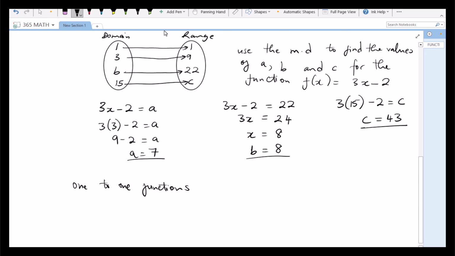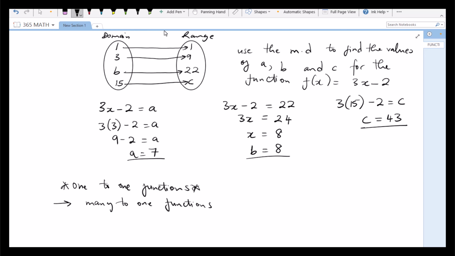The ones that we're just looking at with our mapping diagram are one-to-one functions. This means that every input value in the domain has a unique output value in the range. We can also have what we call many-to-one functions. What this means is we can have many input values in the domain for the same output value in the range. I'll give you an example.